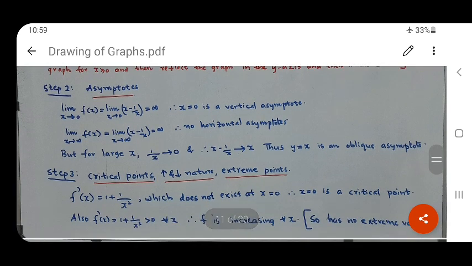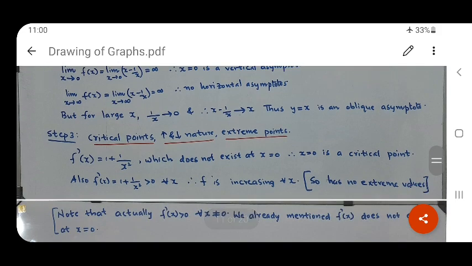Also, for large x, 1 by x is 0. That means x minus 1 by x will tend to x as x tends to infinity, or y will tend to x as x tends to infinity. That is, the function x minus 1 by x behaves just like x as x tends to infinity. Therefore, y equal to x is an oblique asymptote. I have explained another example at the end of the section.